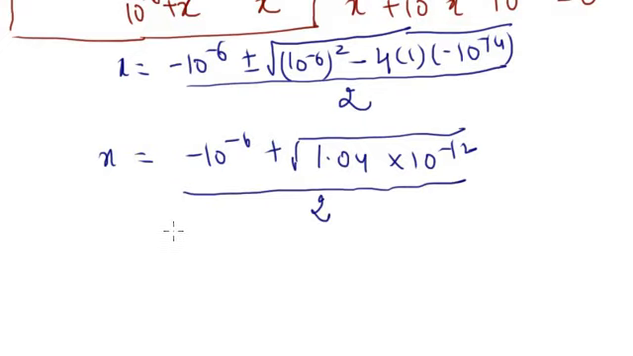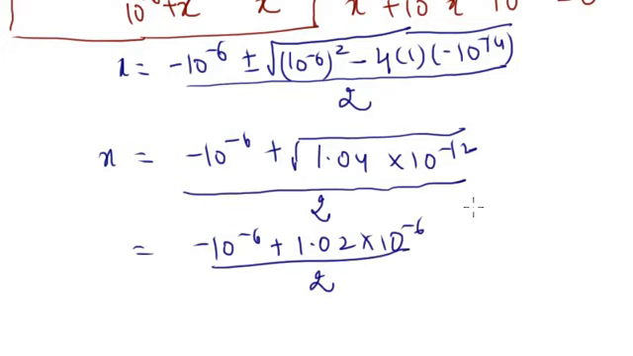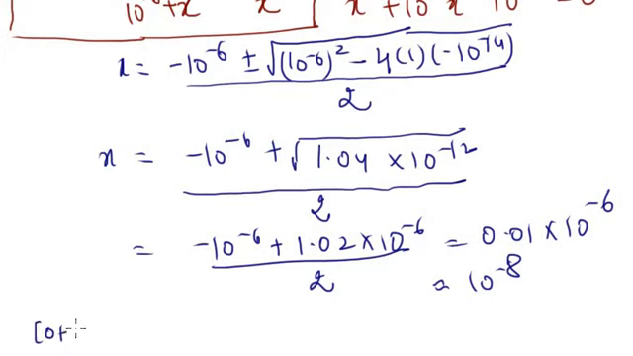Very simple calculation. So x turns out to be negative of 10^-6 plus 1.02 times 10^-6, divided by 2. So it is 0.01 times 10^-6, which is approximately 10^-8. So the x turns out to be 10^-8, so the OH- concentration is x, that turns out to be 10^-8.